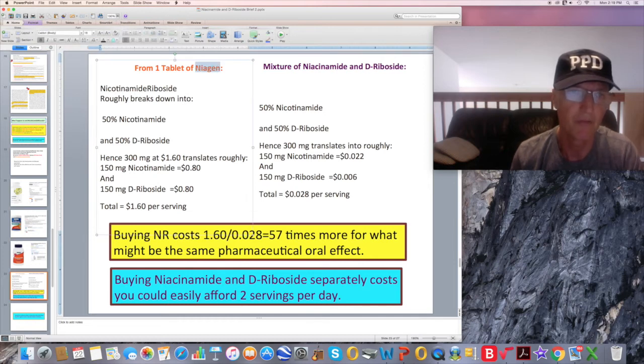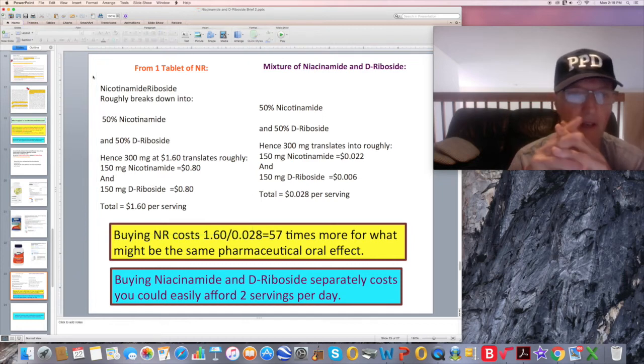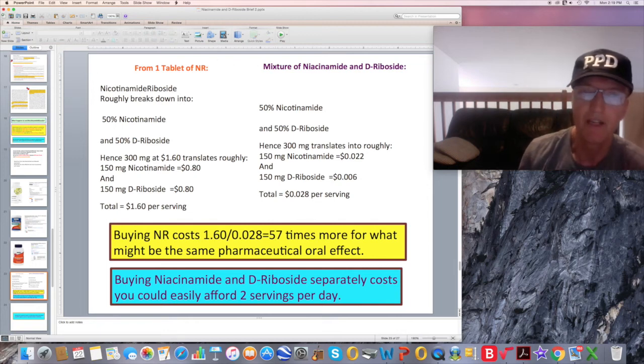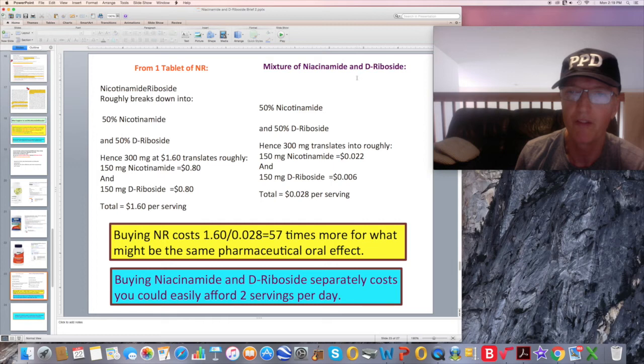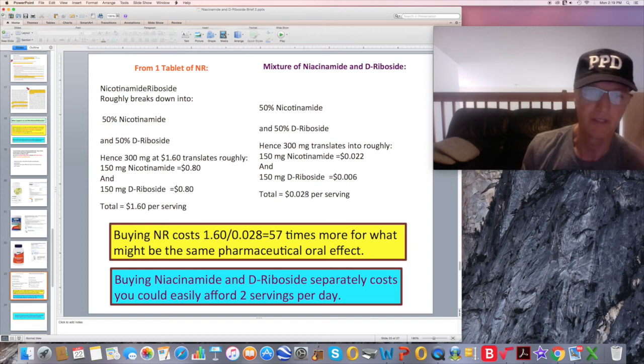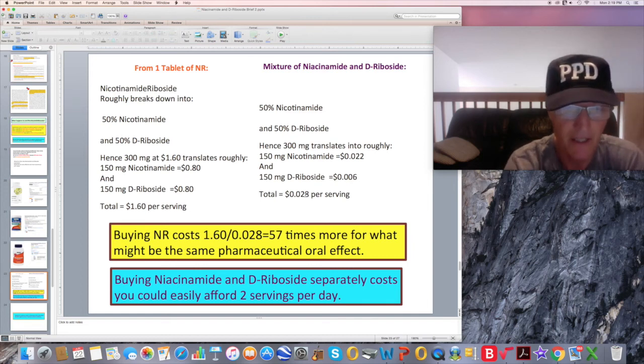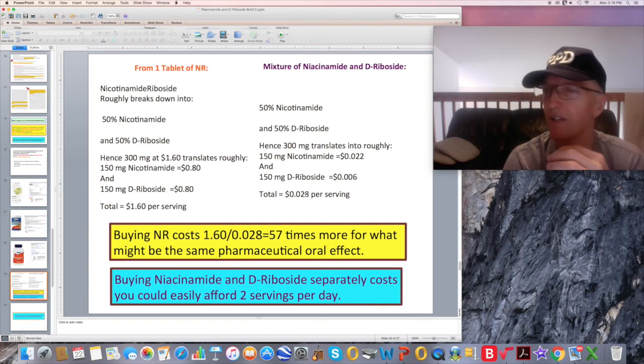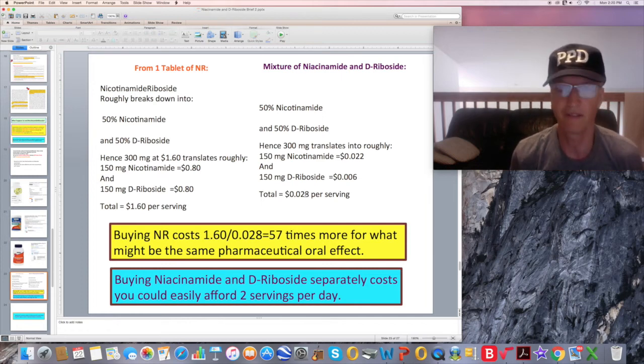And just stay with me for a second. I don't want to put a brand in there, so I hope you didn't even notice that. Anyway, it comes out to $1.60 per serving. And on the other side here, a mixture of niacinamide and D-riboside works out to 2.8 cents per serving. So in this particular calculation, buying nicotinamide riboside costs 57 times more for what might be the same pharmaceutical effect. I would love to have a study to verify that, but let's take this as a working hypothesis at this moment.